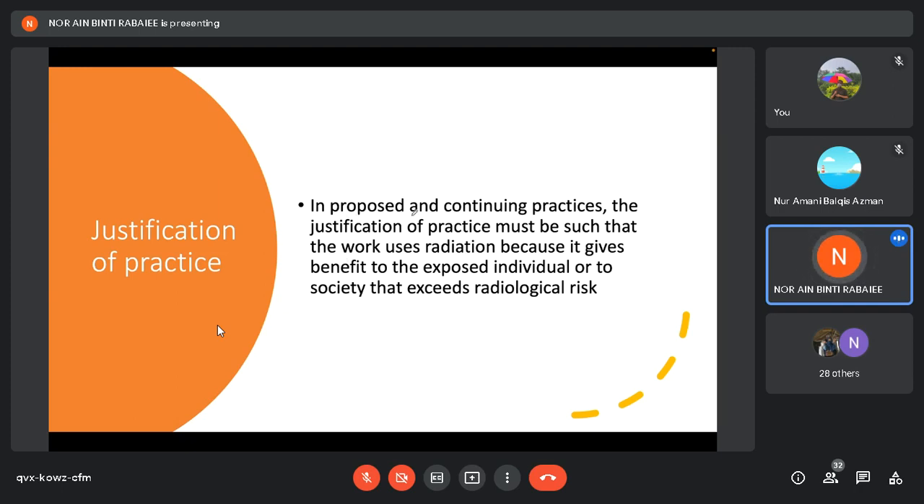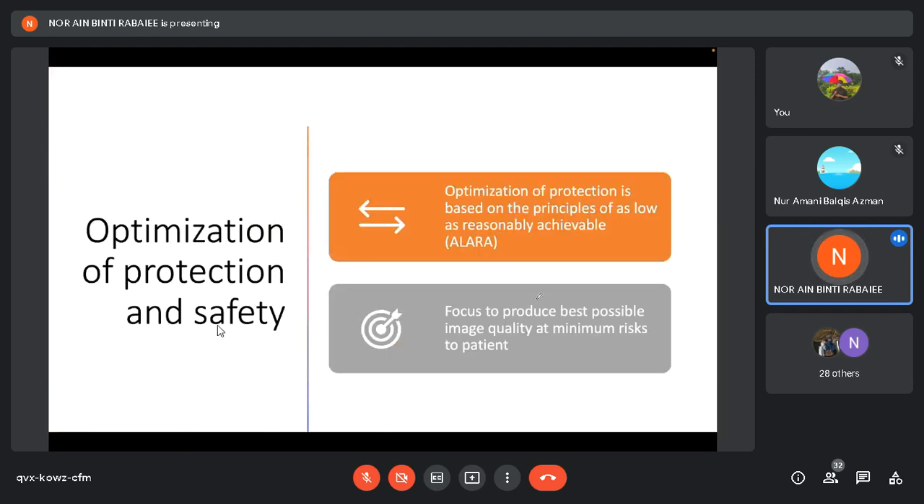Justification of practice. This is what I mentioned about the first principle, which is justification. In proposed and continuing practices, the justification must be such that the work uses radiation because the benefit to the exposed individual or society exceeds the radiological risk.